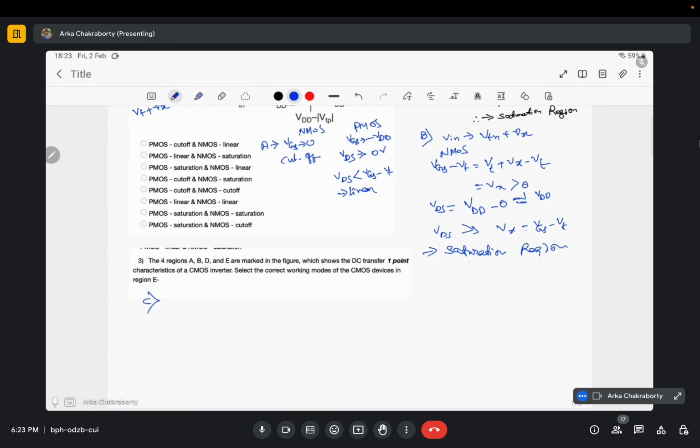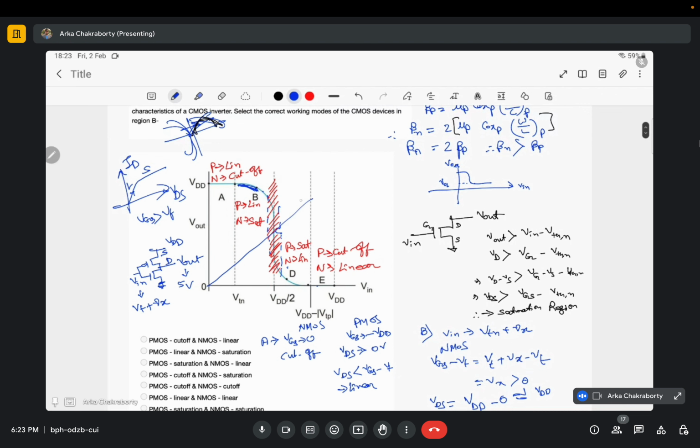In region C, you can see the input voltage. This is also called the trip point or the threshold voltage of a transistor. Let me call it Vm. Generally a straight line is taken, whose equation is Vin equal to Vout, and wherever it cuts the curve, we call it the trip point of the transistor. Generally this voltage is equal to VDD by 2. X and Y axis are equal.